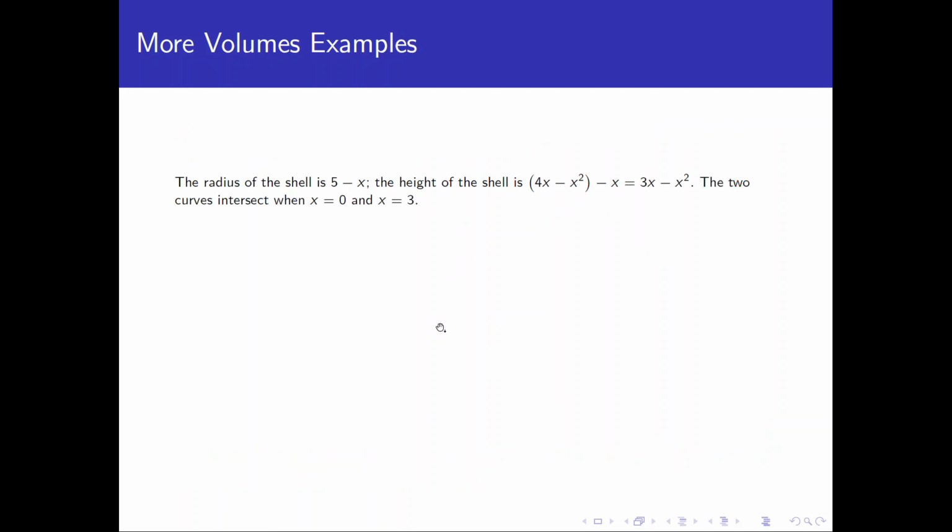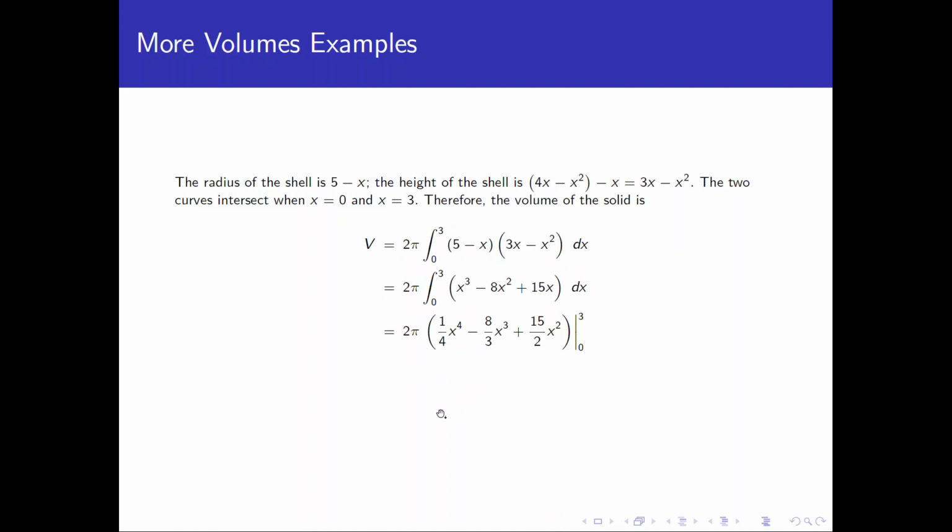Again, set the two curves equal to each other to get the bounds on your integral. Use your volume of a shell formula for the shell method, 2 pi radius height dx over your interval. And then again, just like we've done before, multiply everything out and do an antiderivative and plug in your endpoints, and you'll get 63 pi over 2.